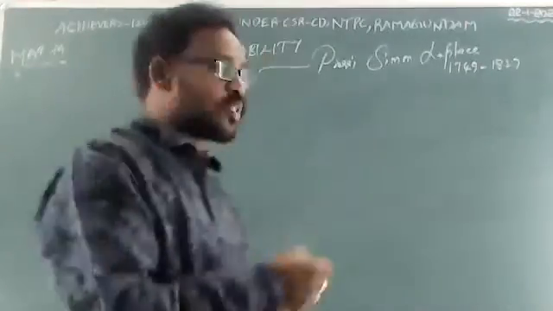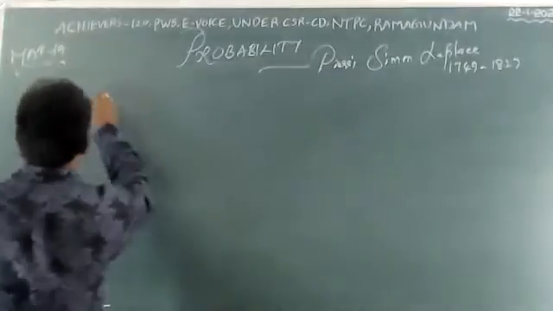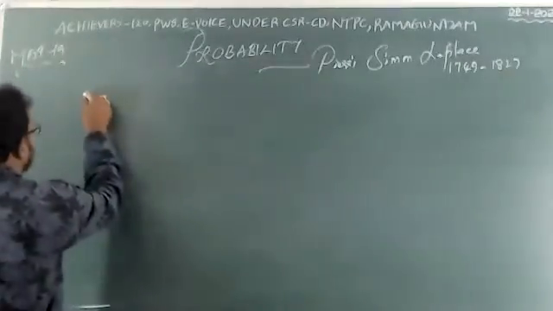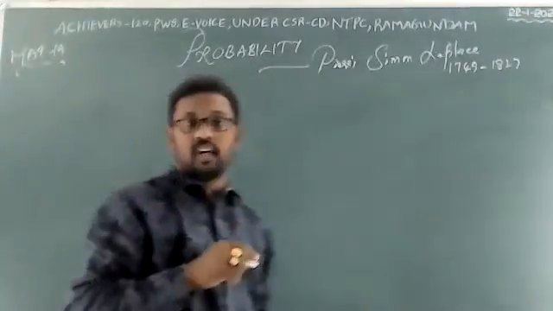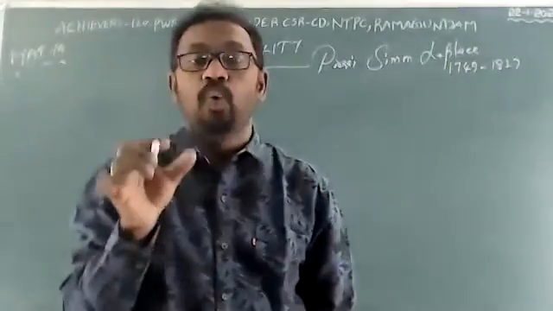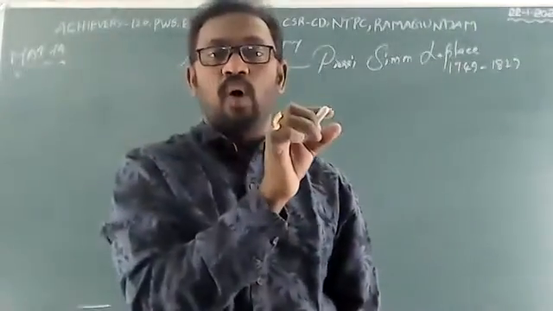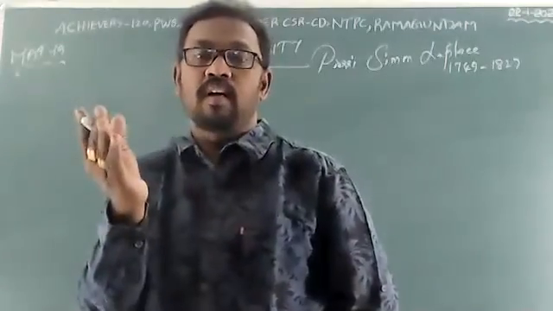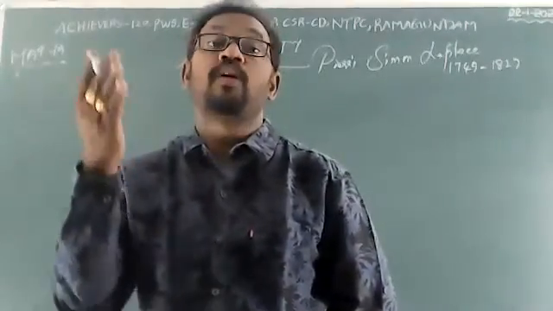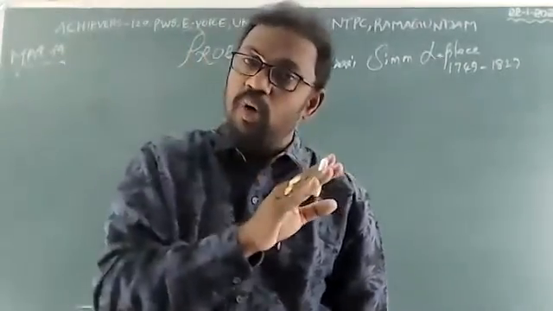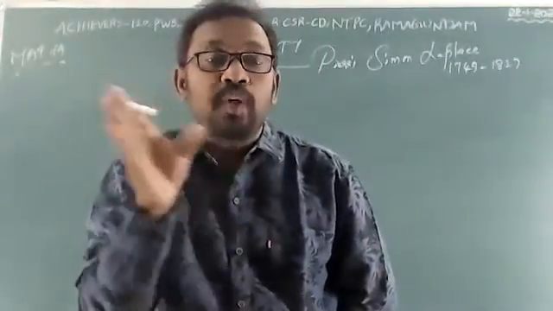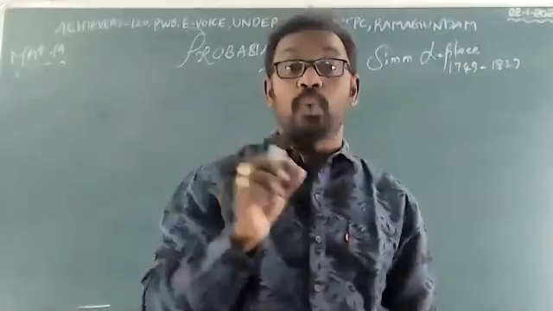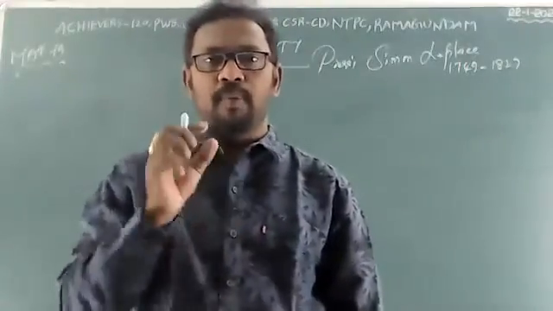So like this, let us see here. One more thing: the probability result is within 0 and 1. It is never less than 0, and it never crosses 1, never more than 1. It may be 0 or 1 or in between.